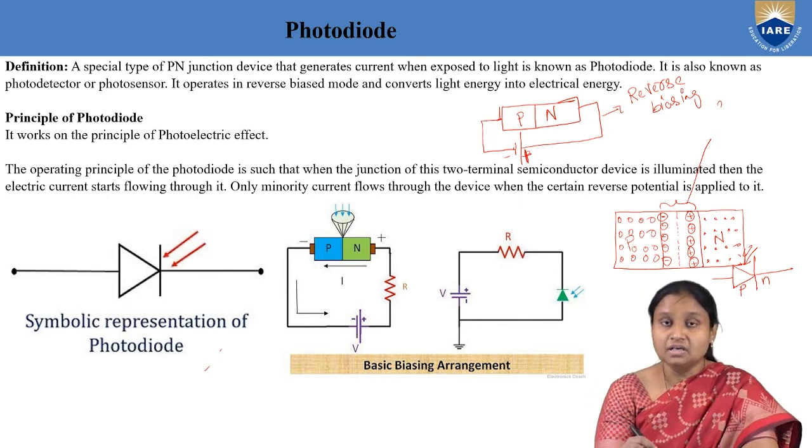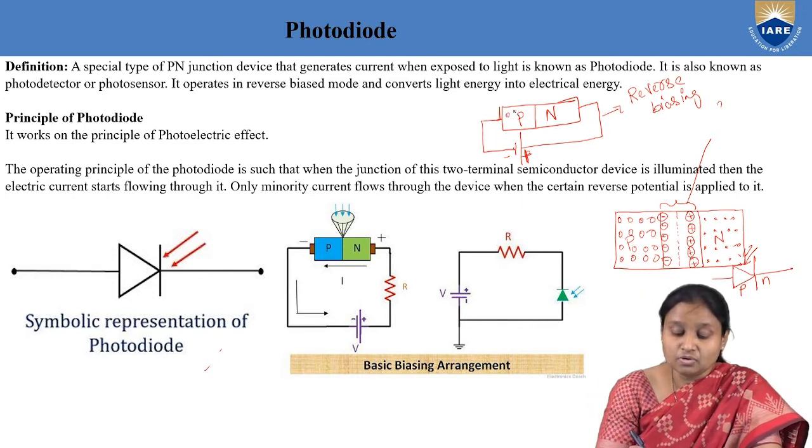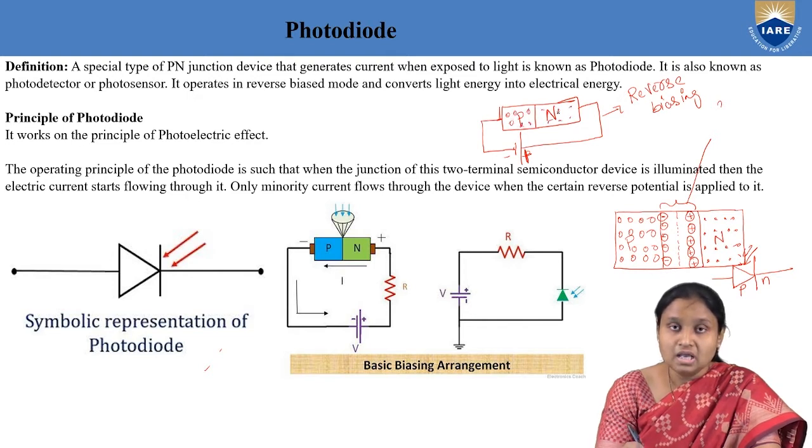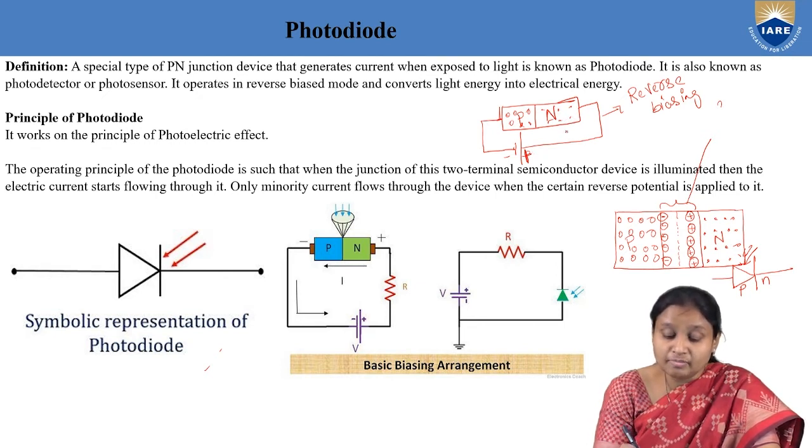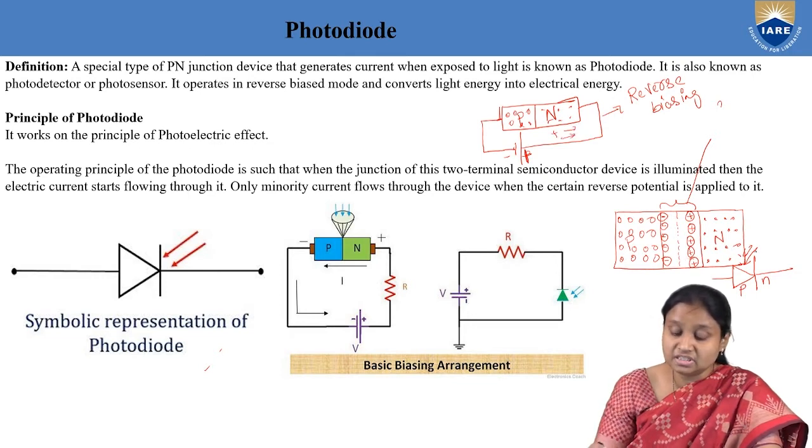We'll observe that, of course, in P type we have a lot of holes, and in N type we have a lot of electrons. These electrons get attracted towards the positive terminal of the battery, and they start going away from this depletion layer. Here we have the depletion layer, right?